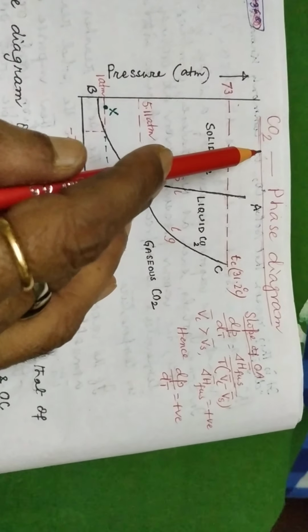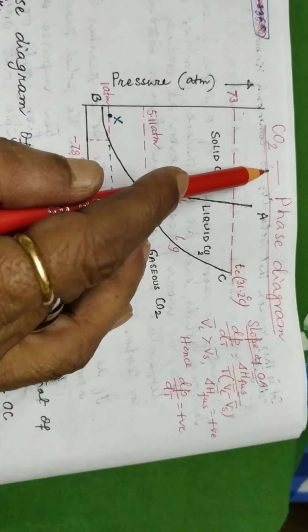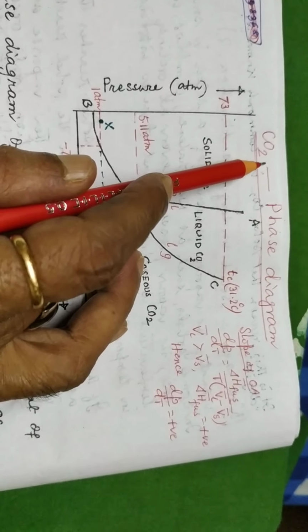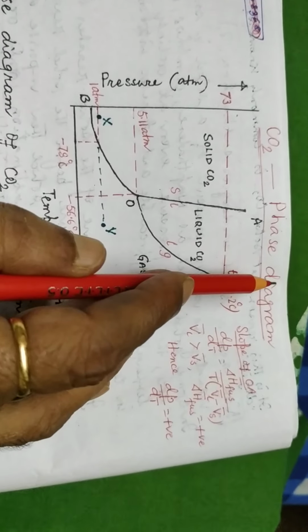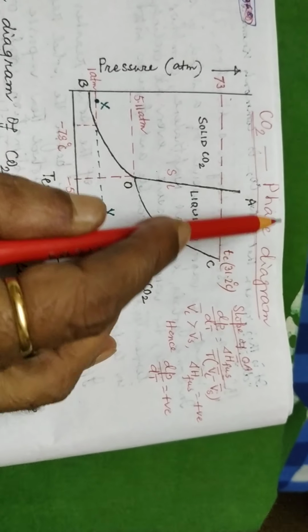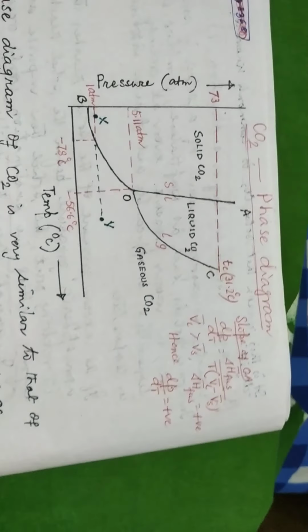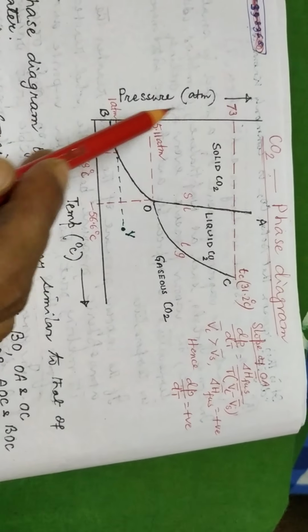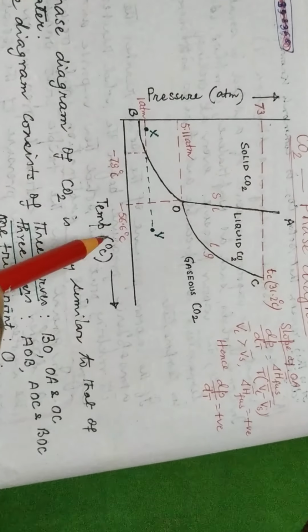Dear students, in the present class, I will discuss the phase diagram of another one component system, that is carbon dioxide. So we will discuss the phase diagram of carbon dioxide system. Now this is the phase diagram of carbon dioxide. The pressure is plotted against temperature. So pressure in atmosphere and temperature in degree centigrade.